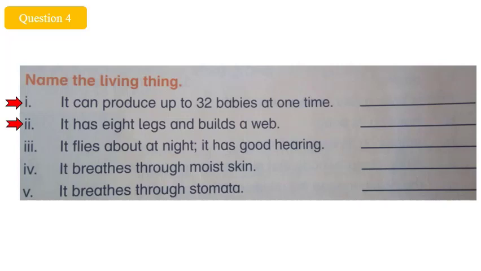Number 2. It has 8 legs and builds a web. Recall your knowledge related to sensitivity. You will find out the living thing that has 8 legs and builds a web. Number 3. It flies about at night. It has good hearing. Recall the knowledge related to sensitivity. You will find the answer.